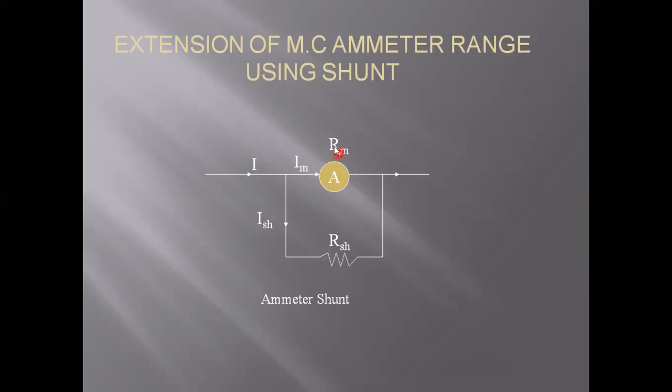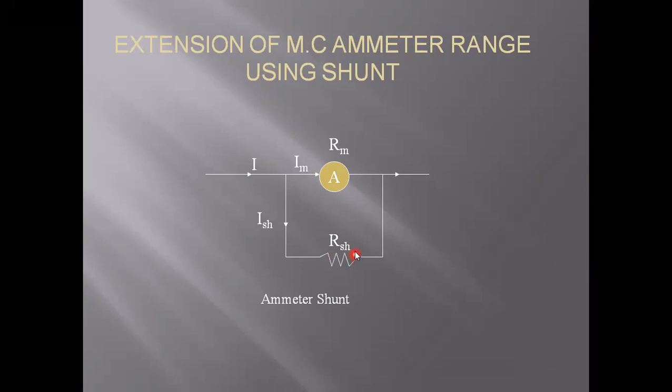So in order to extend the MC ammeter range, here we are taking an MC ammeter range because MC, moving coil, especially permanent magnet, is used to measure DC currents. So here we are looking into that case of extension of MC ammeter range using a shunt. So this is the ammeter. In parallel with the ammeter, we are placing a low resistance RSH.